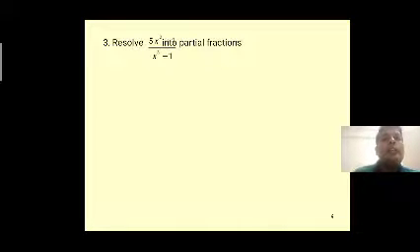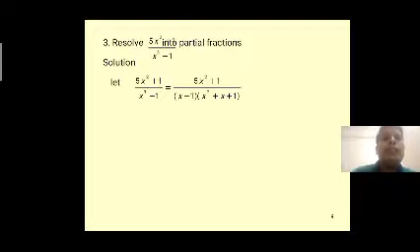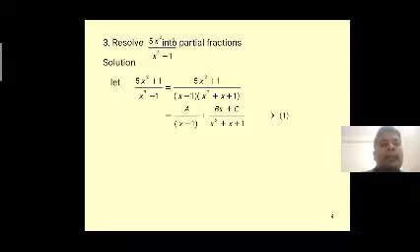Now we go to the third problem. Resolve (5x² + 1) by (x³ − 1) into partial fractions. Let us take (5x² + 1) divided by (x³ − 1) equal to (5x² + 1) by (x − 1)(x² + x + 1). Here, in the denominator part, we have to do the split. We get A by (x − 1) plus (Bx + C) by (x² + x + 1). You observe here one is the linear factor, another one is an irreducible quadratic factor.